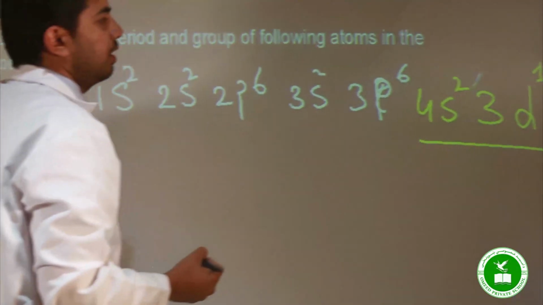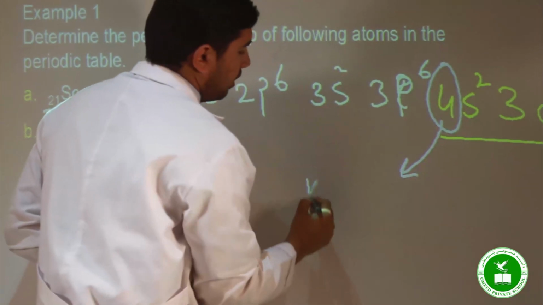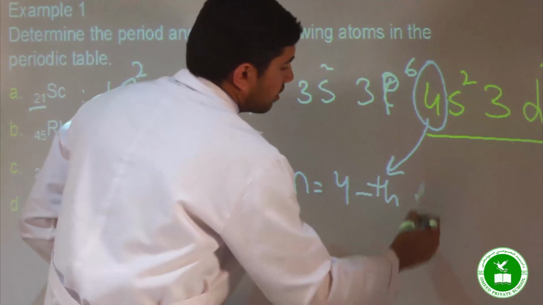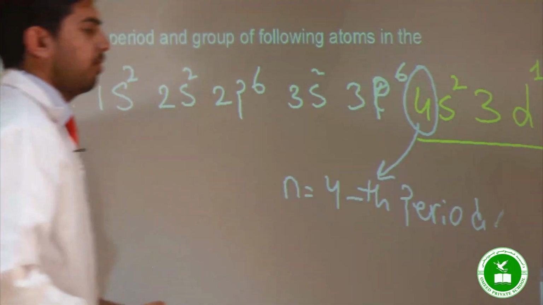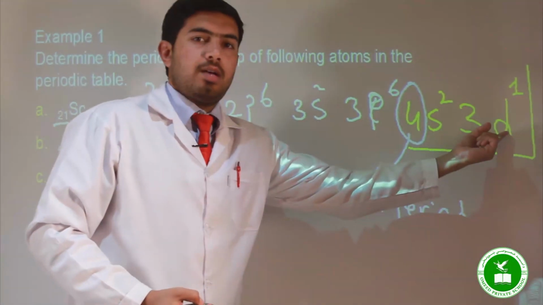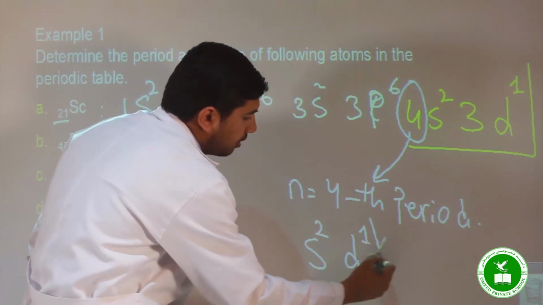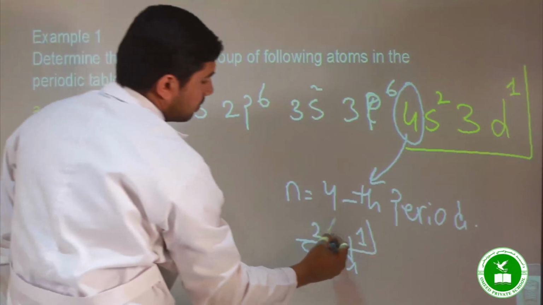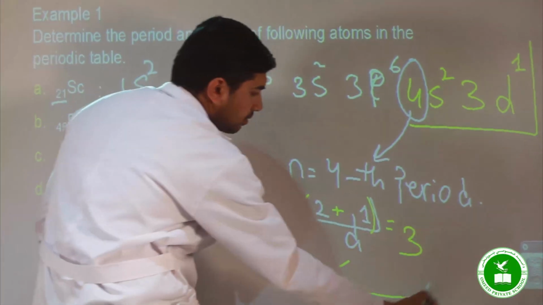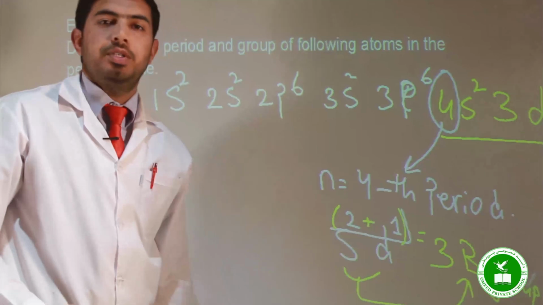4s2. Now look, the biggest principal quantum number is 4, n equals 4. n determines the period number, so it's in the fourth period. After that, as we viewed in the previous slide, if S and D come together, we will add S and D. S2 D1, 2 plus 1 becomes 3, and S and D show us B group. So it's in the fourth period in 3B group.